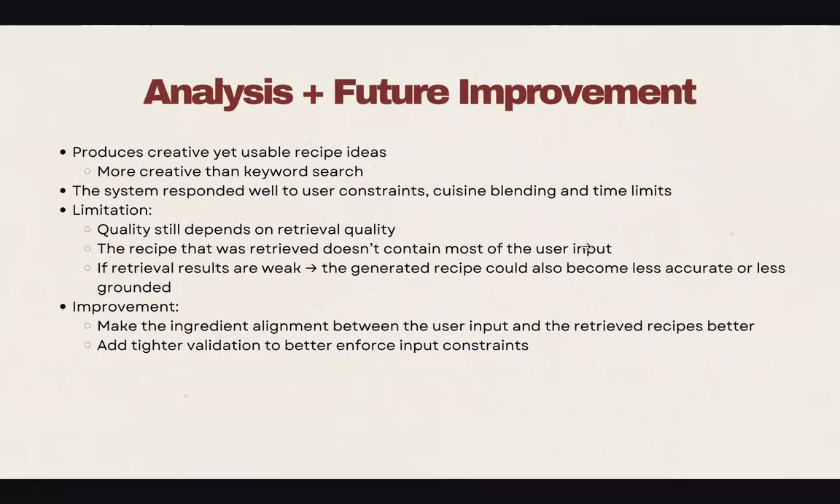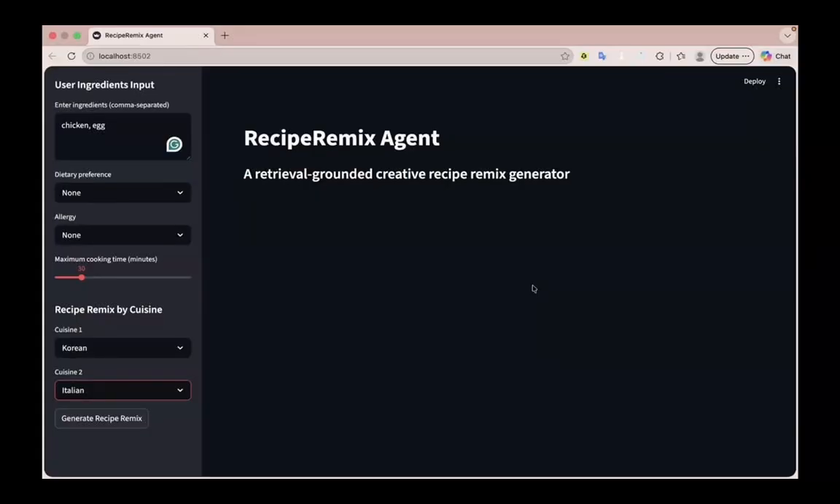However, the final quality still depends on the retrieval quality. If the retrieved recipes do not strongly match the user's ingredients, the generated result can become less accurate or less grounded. So in the future, I will have to improve the ingredient alignment and add some validation to better enforce the input constraints.